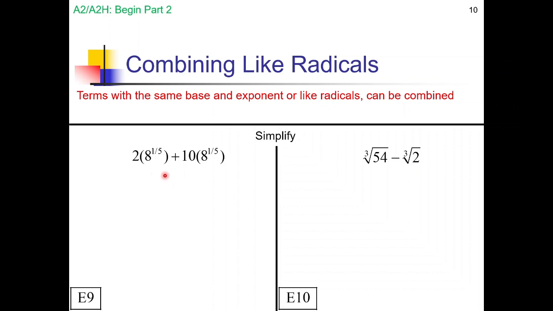It'll be a quick one. Alright, since these are both being multiplied by an 8 to the 1/5, we can basically just add these coefficients of 2 and 10 and keep everything else the same. So this is just going to be 12 times 8 to the 1/5 power. And that's it. Now this next example, we have the same index, which is important, but we don't have the same radicand. So to have like radicals, we need to have both the same index and radicand.